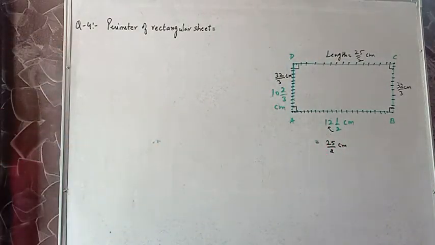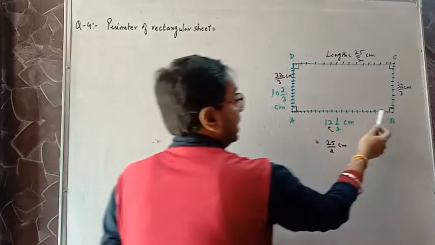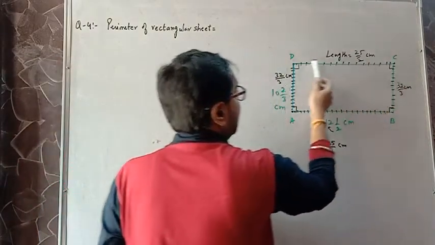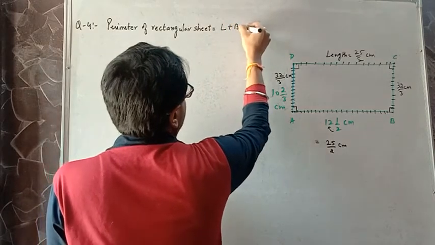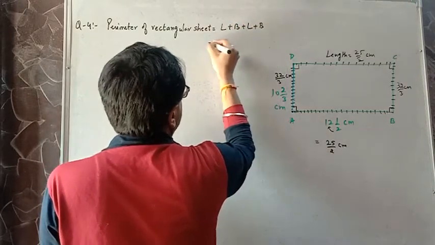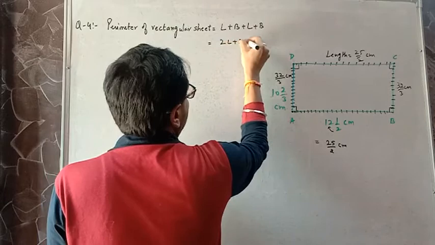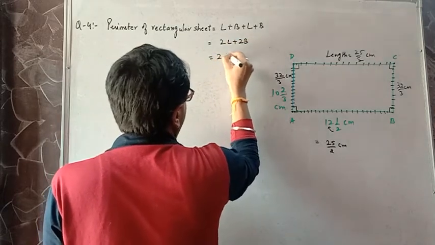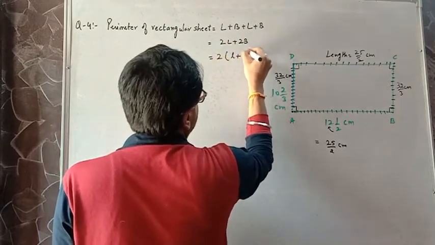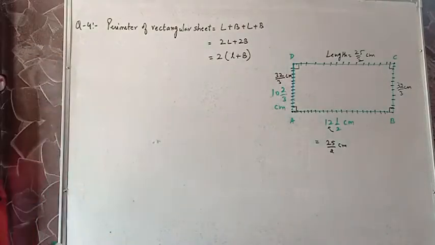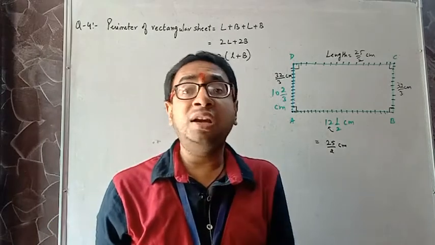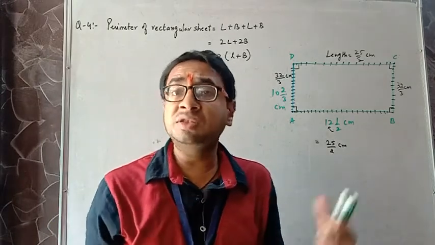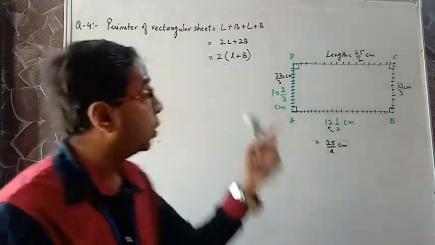Now how to find the perimeter? Move along the boundary. Length, breadth, length, breadth. It means 2 length, 2 breadth. Therefore, what is the formula? Twice length plus breadth. This is the formula of perimeter of a rectangle. This is how we derive it. We learn how to derive these formulas in chapter 11, mensuration. You will discuss this chapter with me, and we'll discuss it there.